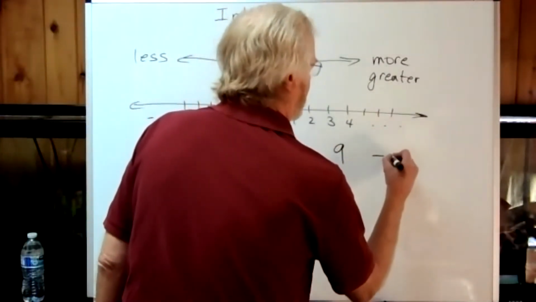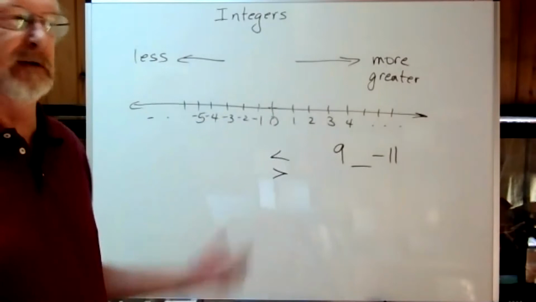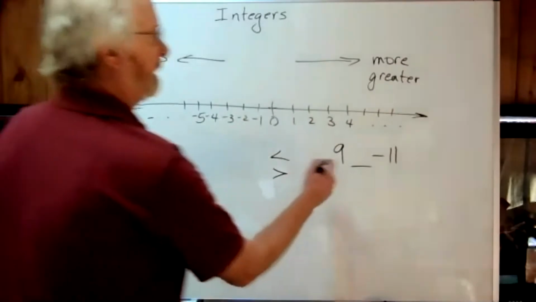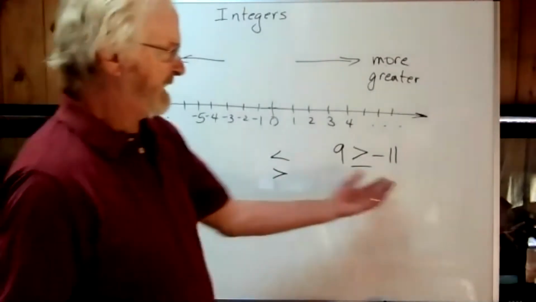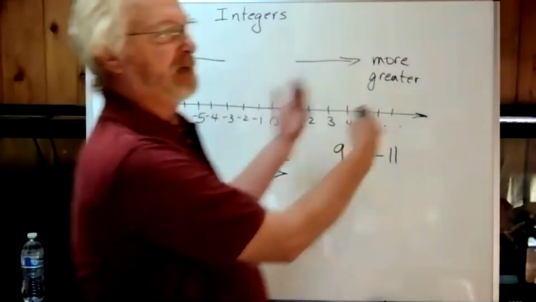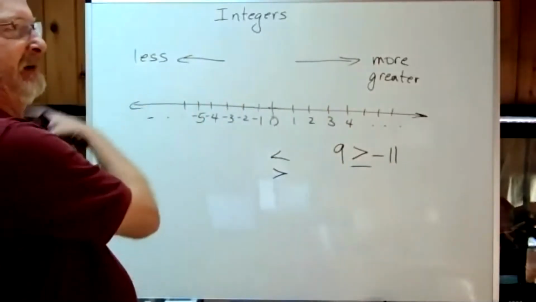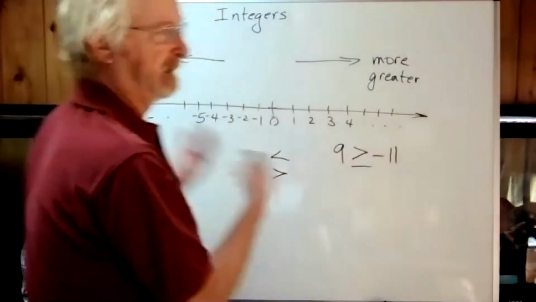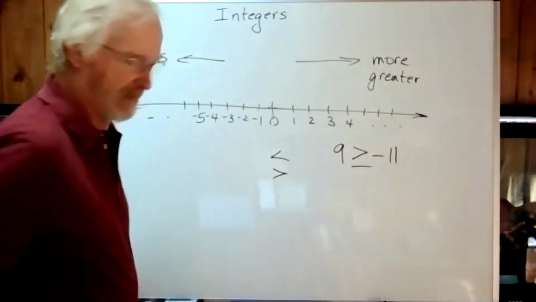For example, 9 and -11, and there's a blank. Which one's bigger? Put the correct symbol in. 9 is over here, -11 is over here, so 9 is greater than -11. Even though -11 kind of looks like a larger number, it's more negative, and positive is always a larger value, we say, than the negative. Just think about your bank account, right? Positive is always bigger than negative. So that kind of problem is where we start in this section.